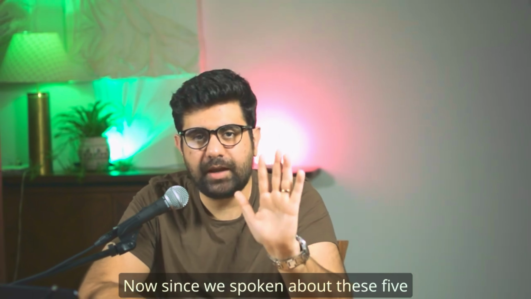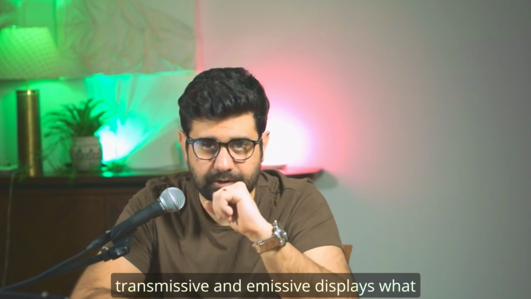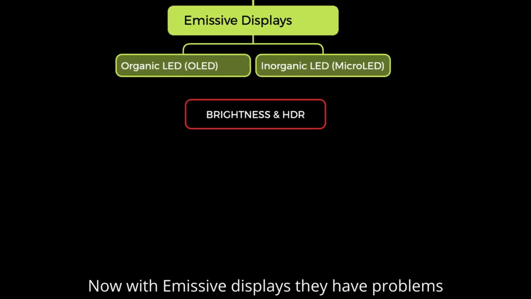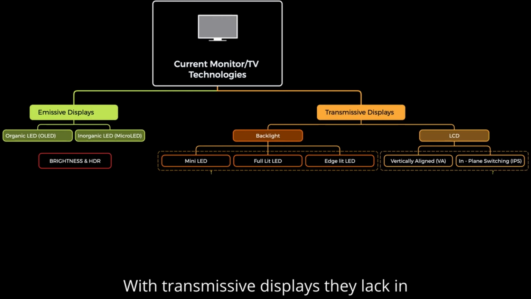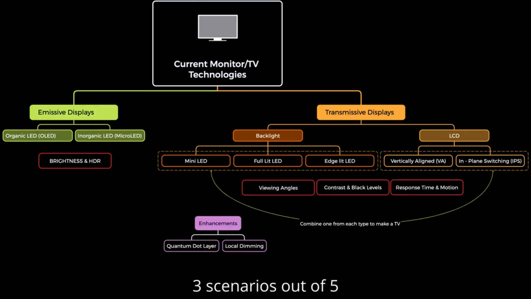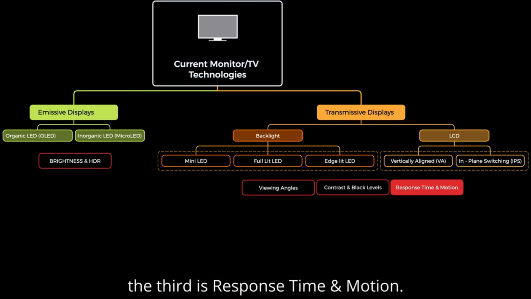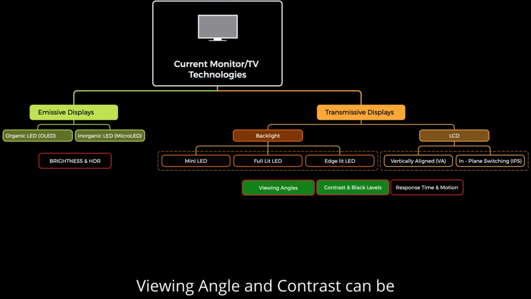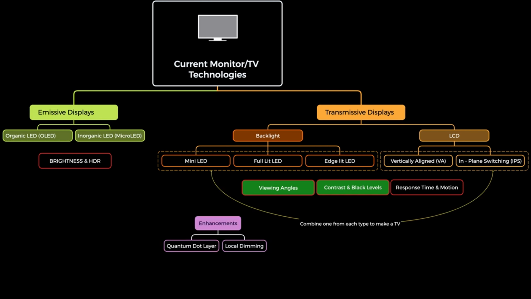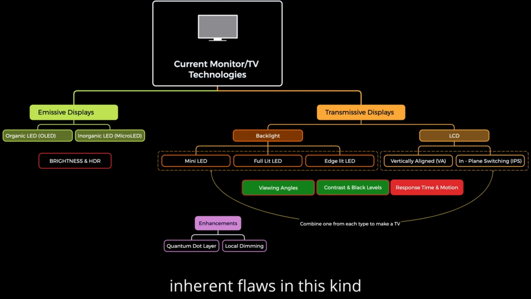Now, since we've spoken about these 5 essential things that a perfect TV needs to have, between transmissive and emissive displays, what do each type of display lack? Let's see. Emissive displays have problems with brightness and HDR. The performance in brightness and HDR is subpar. Transmissive displays lack in 3 scenarios out of 5. The first is viewing angle, second is contrast and black levels, and the third is response time and motion. Now out of these 3 things, only viewing angle and contrast can be corrected via enhancements. Response time and motion sadly cannot be corrected because these are inherent flaws in this kind of technology.